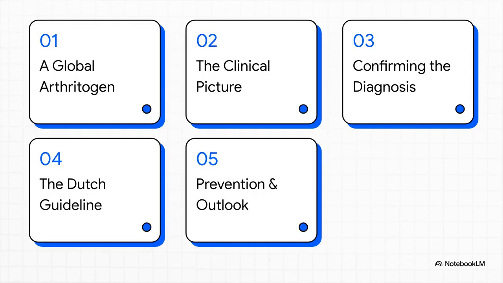So here's our game plan. First, we'll get to know the virus itself and how it went global. Then we'll dive into the clinical picture and, of course, how we confirm it in the lab. After that, we're going to get really specific on the Dutch management guidelines before we wrap up with prevention and a look at what's coming down the pike.